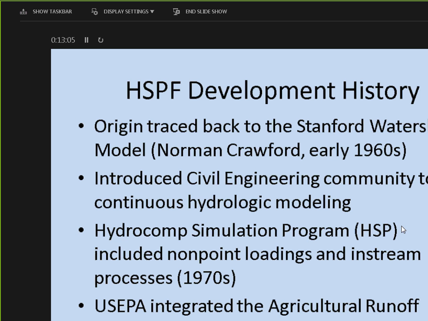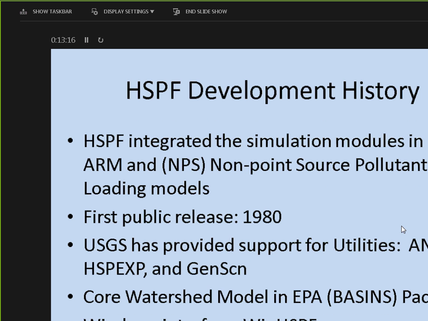And then there was actually another model, another group worked on the Agricultural Runoff Management Model, or ARM model. And EPA basically integrated the Hydrocomp Simulation Program, the ARM model, and another model, the non-point source pollutant loading model, and integrated the algorithms in those models into what is now the Hydrologic Simulation Program, Fortran. And the first public release was in 1980. The USGS has provided support for utilities that help build the binary files and edit them.